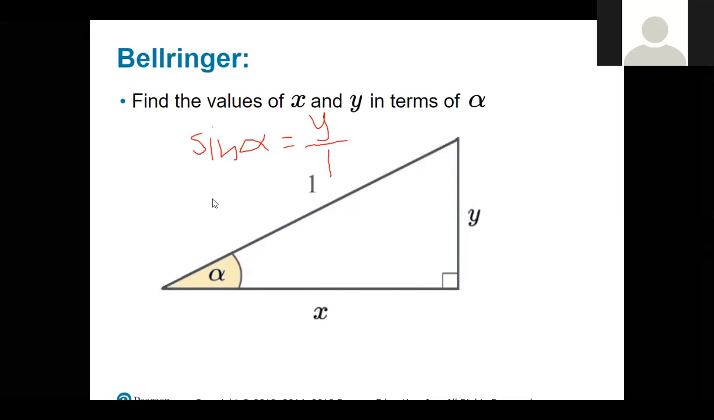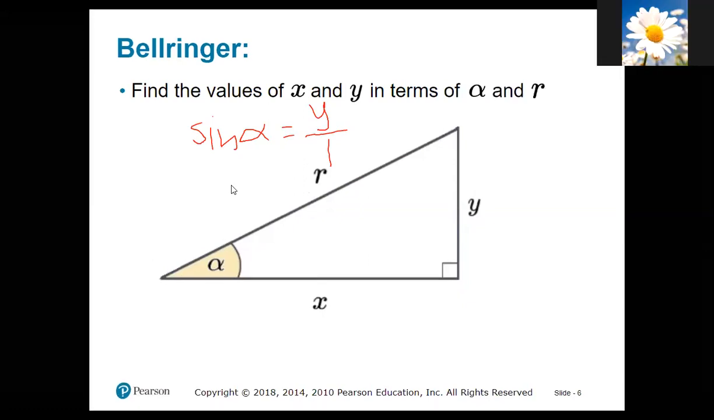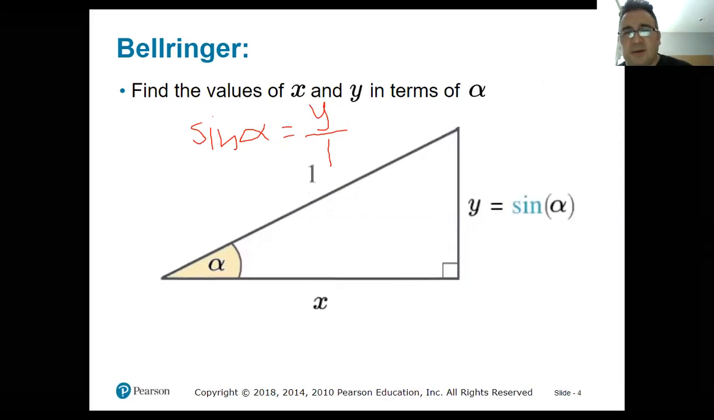Boy, we're rusty. We are rusty. My computer's not working so well. Here we go. All right.